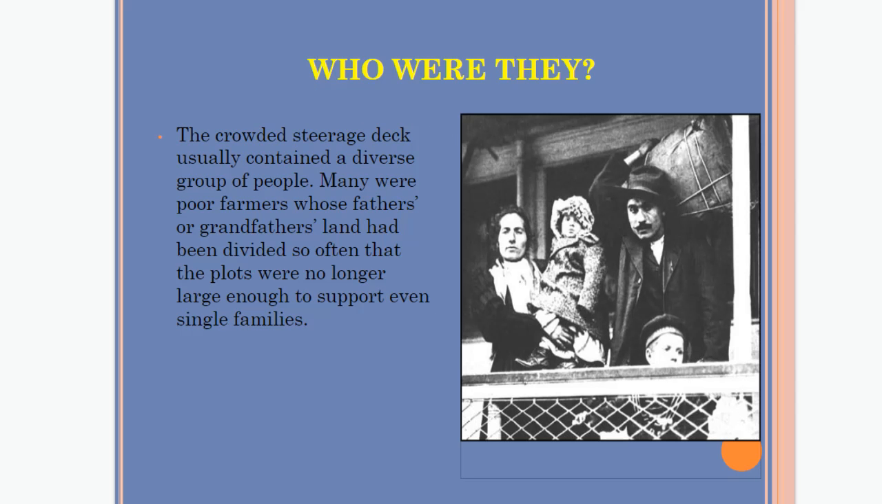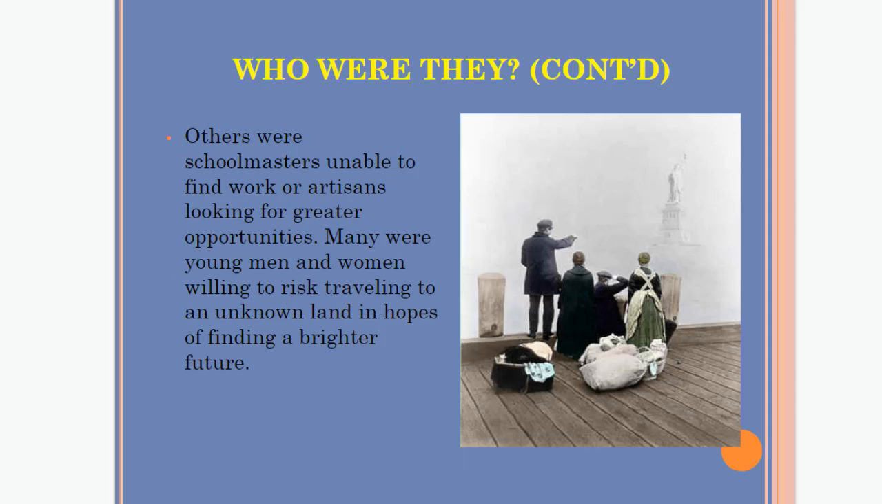So who were they? The crowded steerage decks usually contained a diverse group of people. Many of them were poor farmers whose fathers' and grandfathers' land had been divided so often that the plots were no longer large enough to support even small single families. Others were schoolmasters unable to find work or artisans looking for greater opportunities. Many were young men and women willing to risk traveling to an unknown land in hopes of finding a better future.